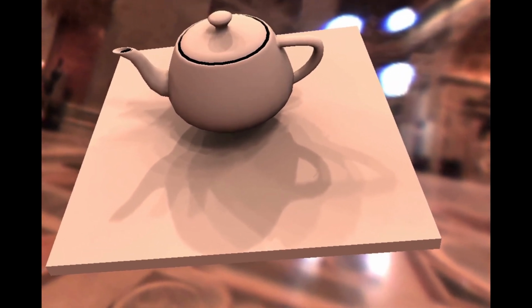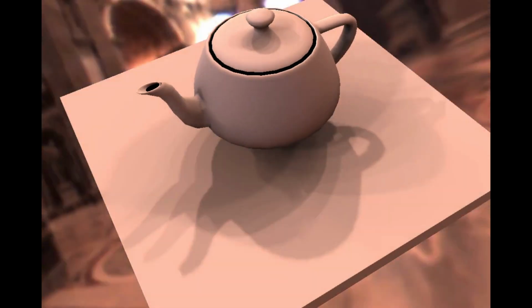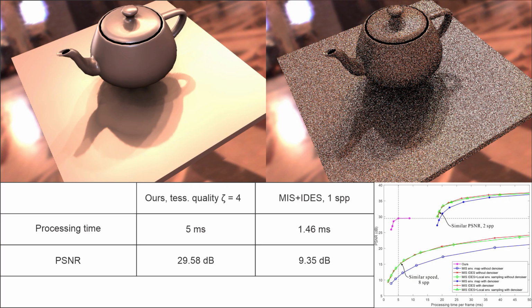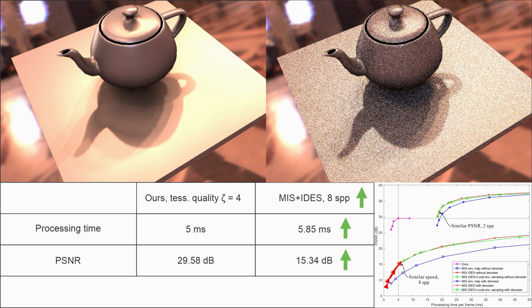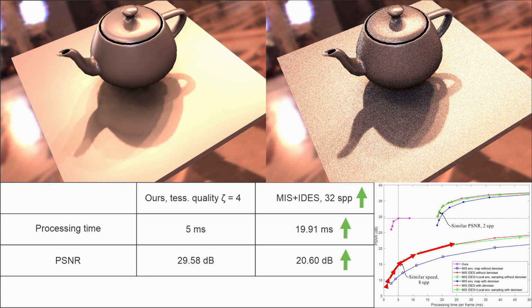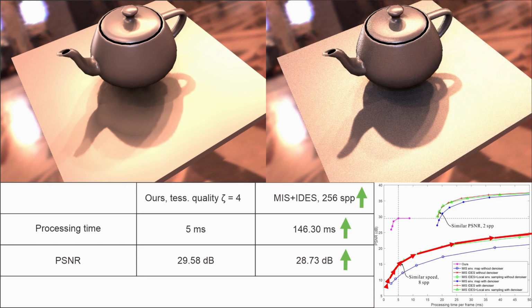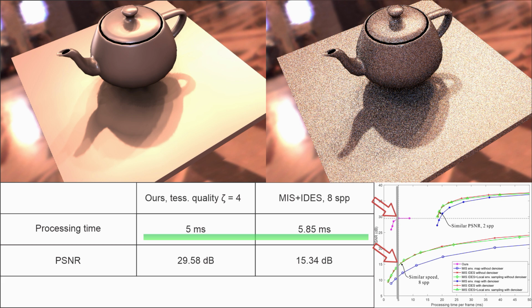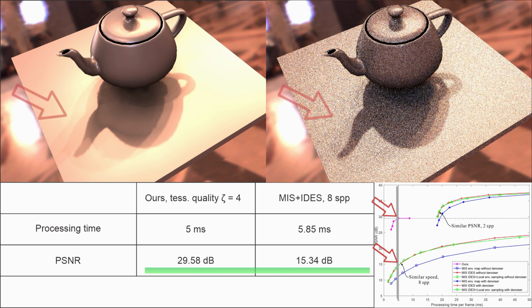We include a comparison to some Monte Carlo methods for the evaluation. To improve the rendering quality of Monte Carlo methods, we can increase the samples per pixel. However, this will also increase the processing time. This is how the visual quality evolves when the samples per pixel increases. With similar processing time, our method has a higher PSNR, and this quality improvement can also be observed visually.